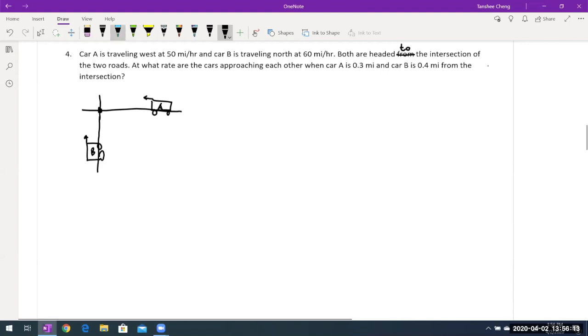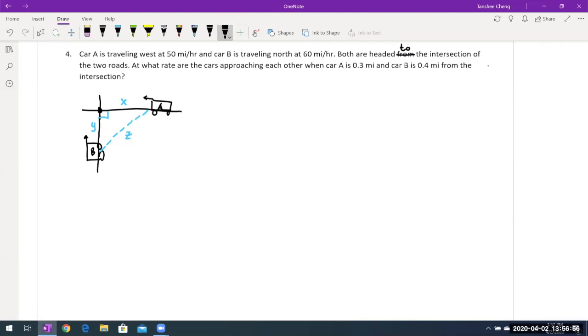So that tells me the distance from the intersection to car A is always changing, so I'll put x. And the distance from B to the intersection is always changing, so I'll put y. Also changing, as they move closer and closer to the intersection from both directions, is this dotted blue line, which is how far apart the two cars are directly. So this is my other variable, z. And we are looking at a right triangle right here.